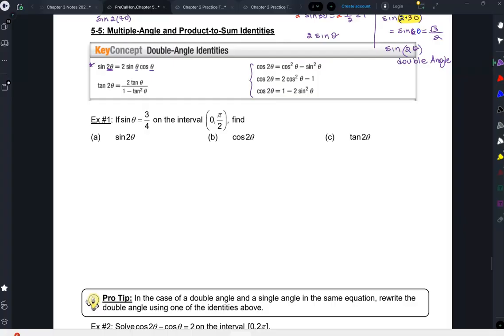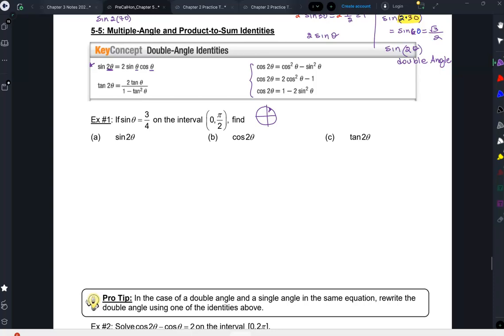Okay, so here we go. We have sine of theta equals 3 over 4 on the interval 0 to pi over 2. So we don't know what the angle is here. We just know that sine of it is 3 over 4. But we are told it's over the interval 0 to pi over 2, which is the first quadrant. Now, I need to find sine of 2 theta, cosine of 2 theta, tangent of 2 theta.